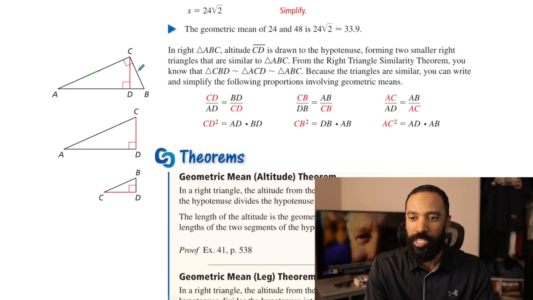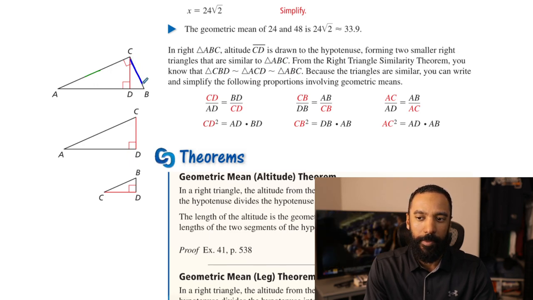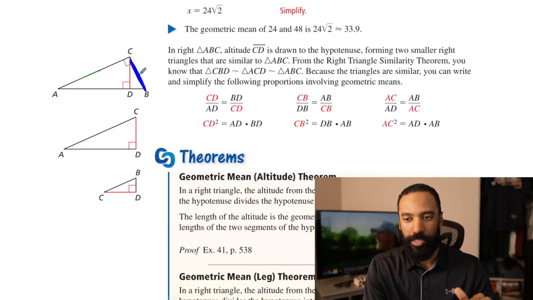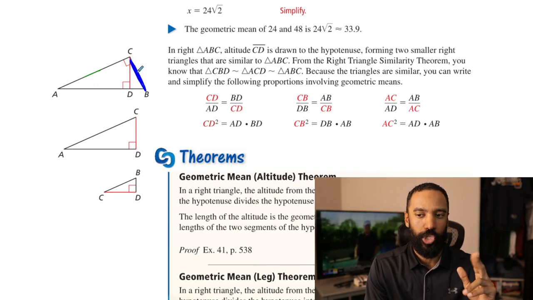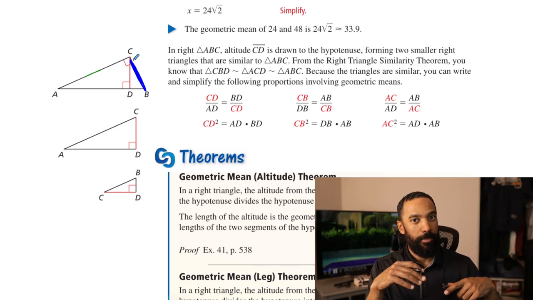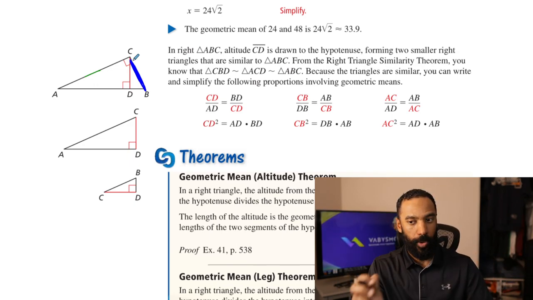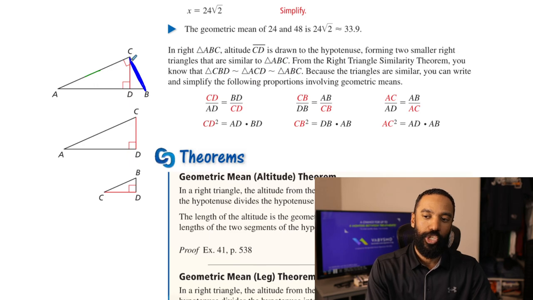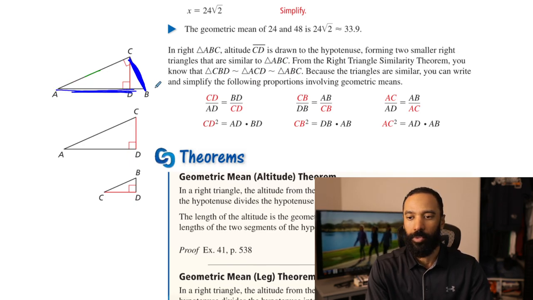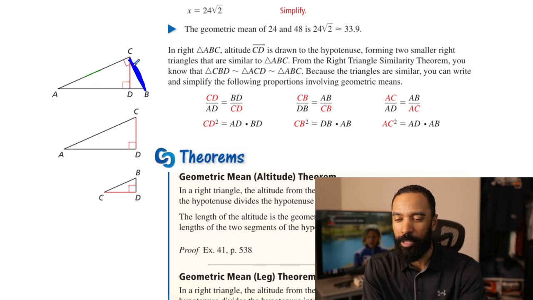CB. CB represents two different things, basically, right? It represents the hypotenuse of the small triangle, and it represents the short leg of the big triangle. So how could I mention the hypotenuse in the big triangle and the short leg in the small triangle now? The hypotenuse in the small is to the hypotenuse in the big, AB. They talk about the big triangle first.